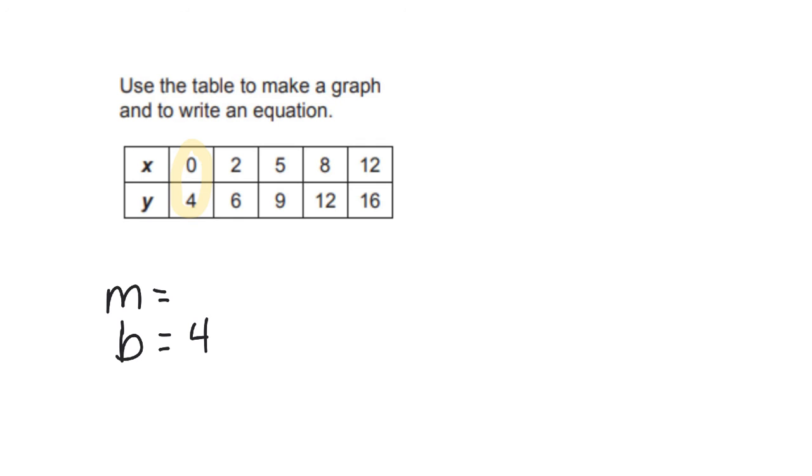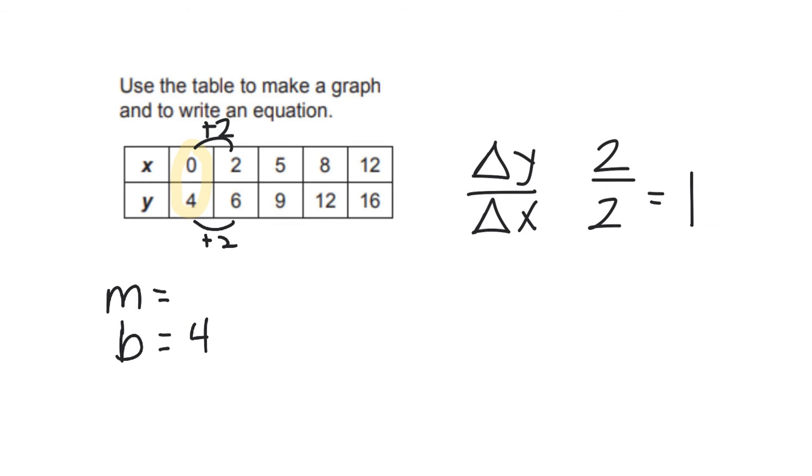Or I can use the slope formula that we were talking about, where you find the change in your y and you divide it by the change in your x. So I'm going to look at how's the y changing and how's the x changing, so I can then see how much my change is for both. So from 4 to 6 is an increase of 2. From 0 to 2 is an increase of 2. So I would divide 2 by 2 and get 1.